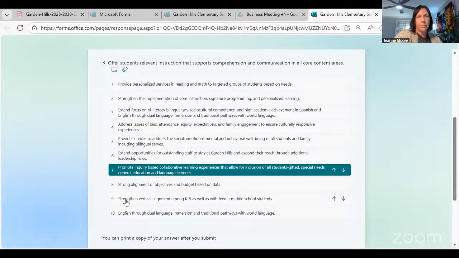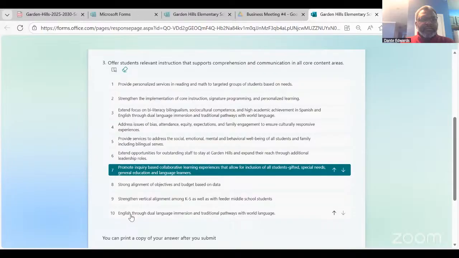Number 10 is part of number 3 currently. Gotcha. It's a continuation of that sentence. Gotcha.